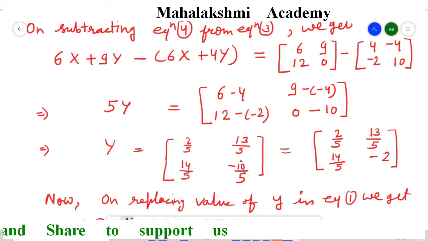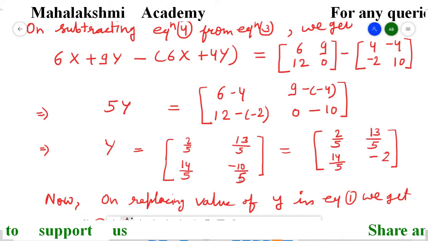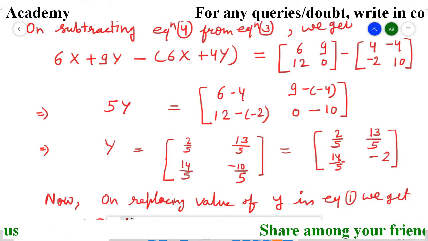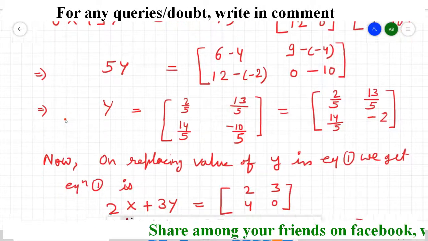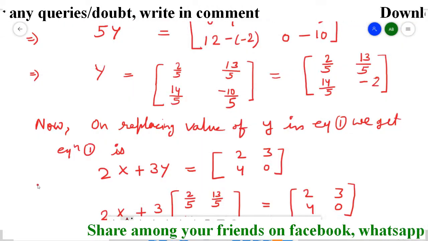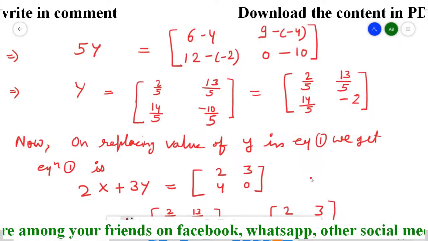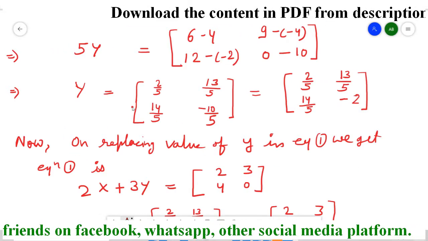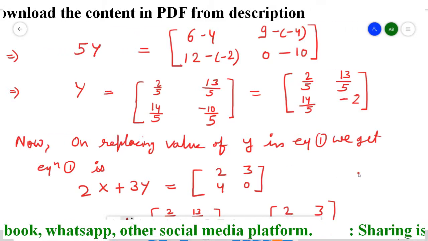And in this step, only this thing can be cancelled, that is 10 upon 5 we can cancel, you will get here minus 2, the others you can't cancel, so we keep them as they are, that is our Y matrix. So we obtained the Y matrix. Now still we have to calculate the X matrix. So after the elimination method, now we will apply the substitution method. So on replacing the value of y, this I will change, it's capital Y.